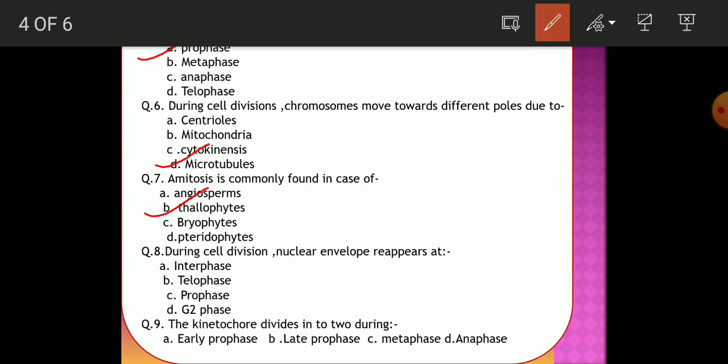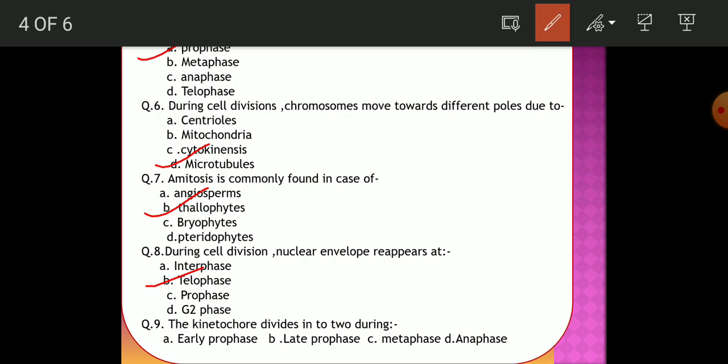During cell division, the nuclear envelope reappears in telophase. In telophase, the nuclear envelope reappears and the two daughter cells are separated from each other. This is the last phase of karyokinesis.